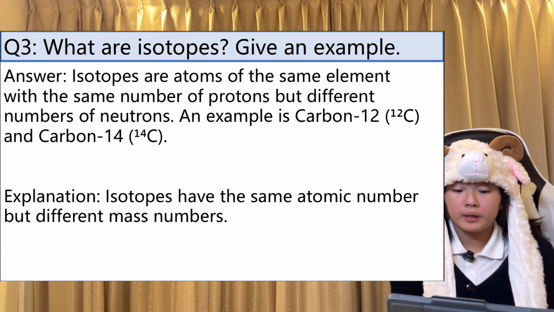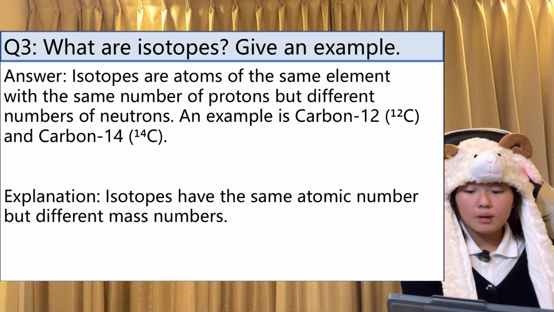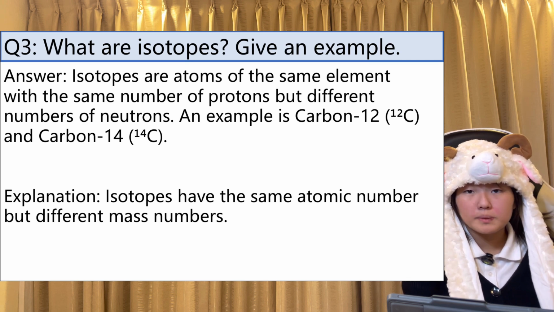The answer to number 3 is isotopes are atoms of the same element with the same number of protons but different numbers of neutrons. An example is carbon-12 and carbon-14. Isotopes have the same atomic number but different mass numbers.